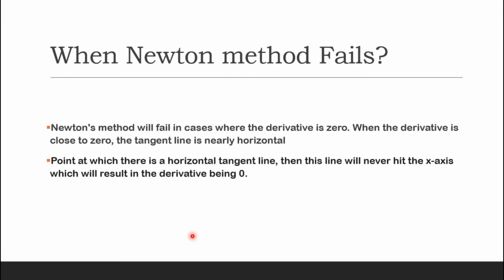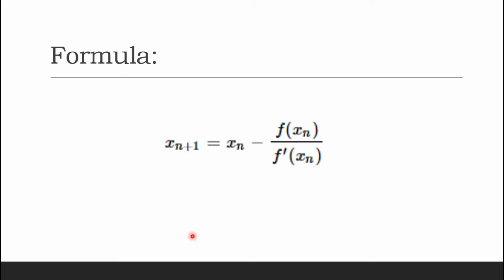Is there any condition when the Newton method fails and is no longer applicable? Yes, there is. Newton's method will fail in cases where the derivative is 0. When the derivative is close to 0, there will be a horizontal tangent line, and this line will never hit the axis, which results in the derivative being 0. So this is the only condition where the Newton method fails.